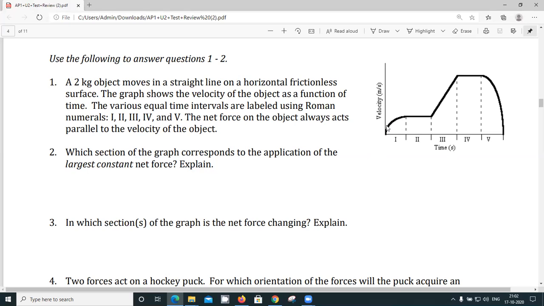Actually, the question asks which section corresponds to the application of the largest constant net force. Another thing he's saying is constant, so it's not changing. So constant net force means what? Acceleration is constant, because F equals m times a. So F is constant, m is constant. So F is constant when acceleration is constant. So in this graph, acceleration is constant in which interval?